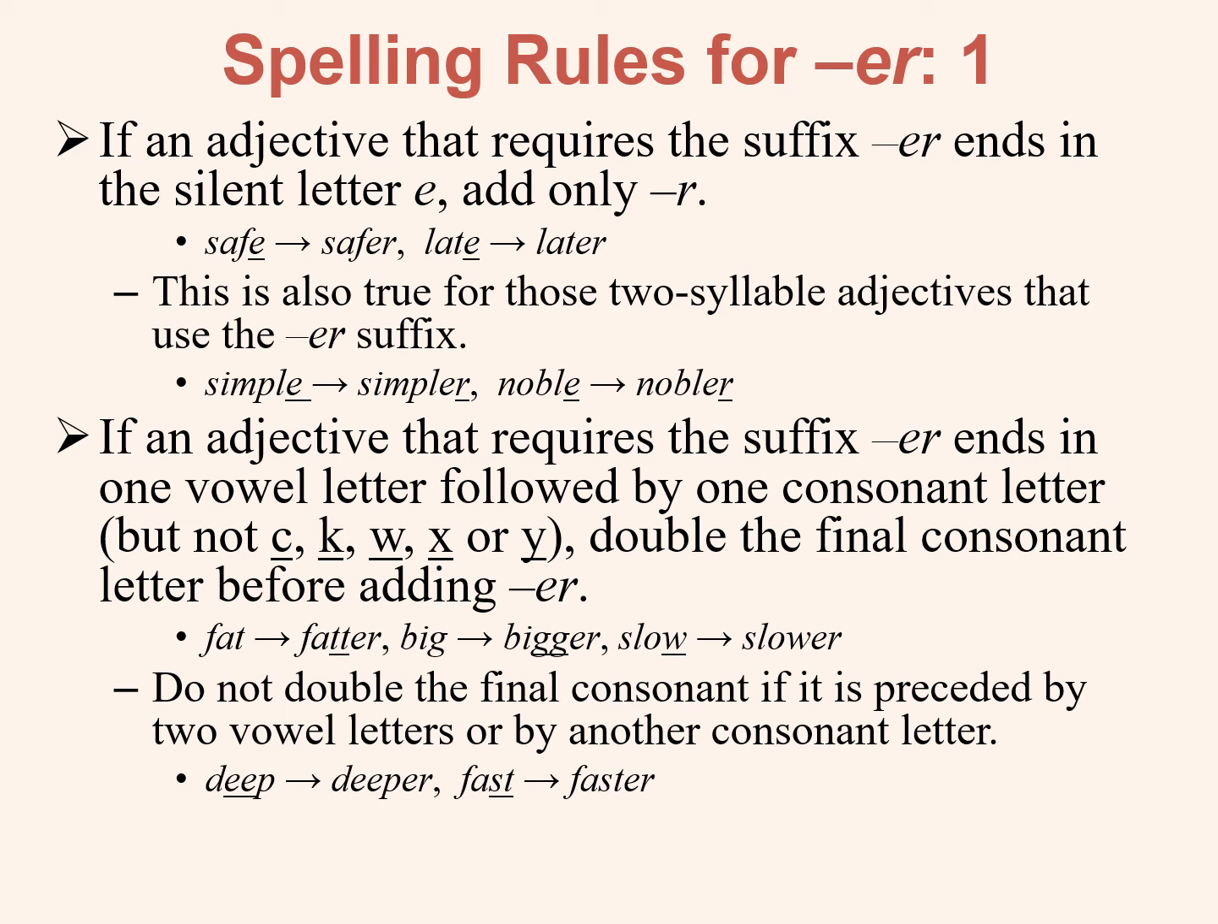Note that the rule is if the word ends in a single consonant letter preceded by a single vowel letter. If the descriptive adjective ends in a single consonant letter, but that consonant is preceded by two vowel letters, we do not double the final consonant. So for example, with deep, there are two letter E's before the P. We don't double the P. In the word fast, we have two consonant letters. Because the word ends in two consonant letters, we don't double the last consonant letter.